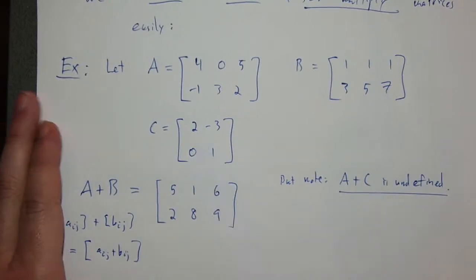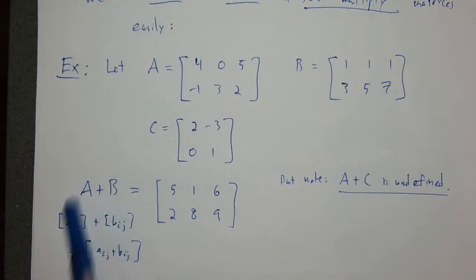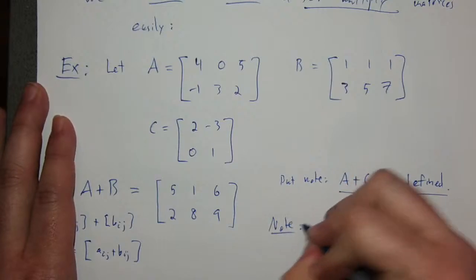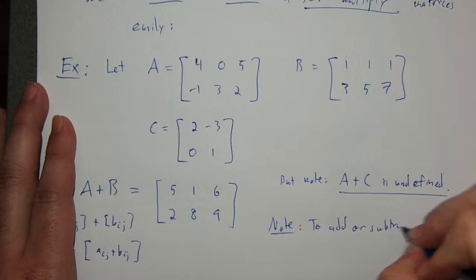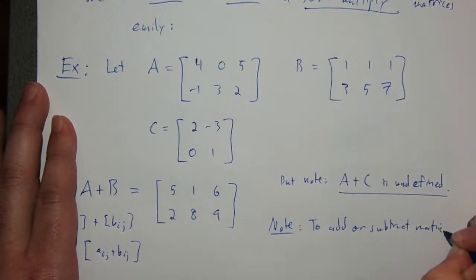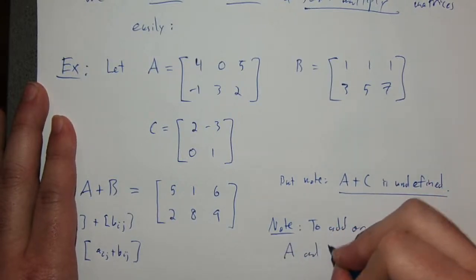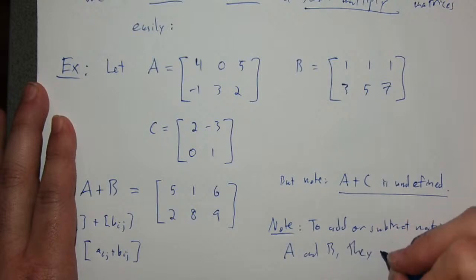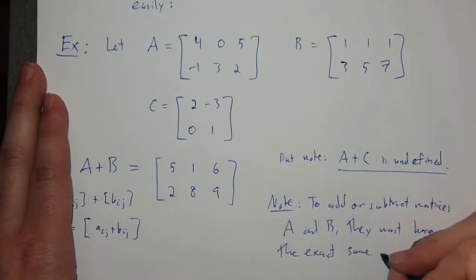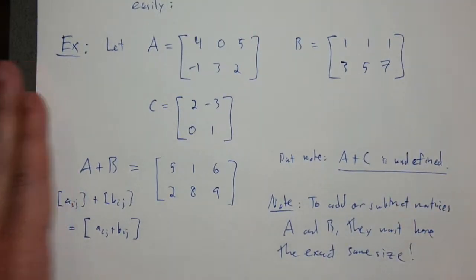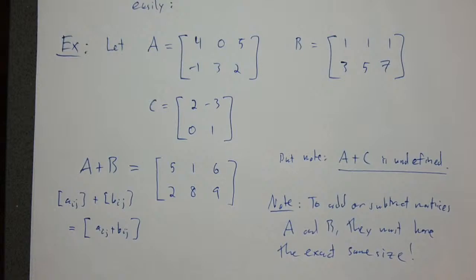so A plus C is undefined, right? To add two matrices in this way, they have to have the exact same size. So note, to add or subtract matrices A and B, they must have the exact same size. Okay.